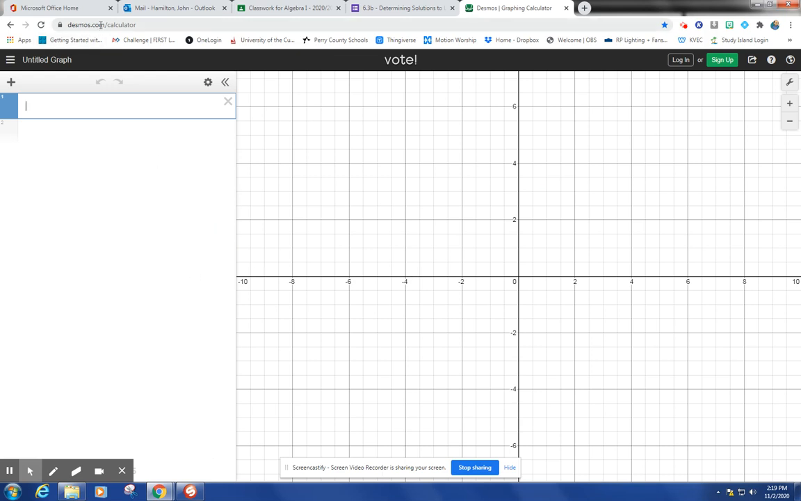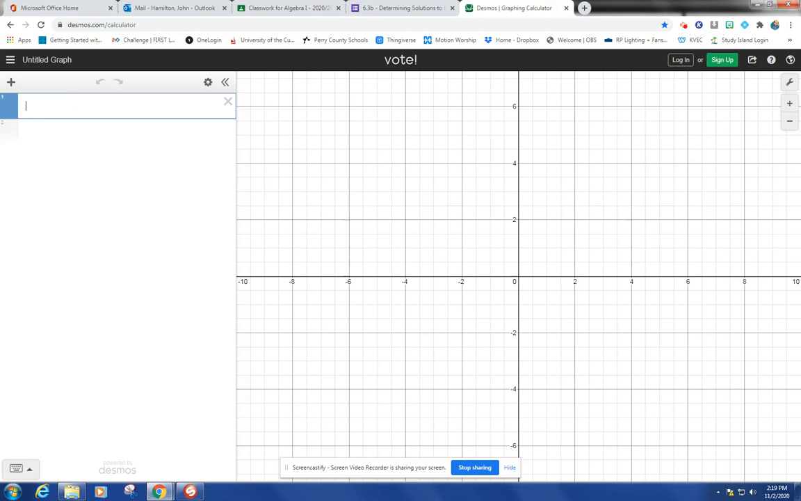But you can just type in desmos.com/calculator, and it will bring this up. And this is actually the graphing calculator. And what I want you to notice is right here it gives you a line that you can go ahead and put your equation in. So again, if you're not familiar with this, you just click in this box right here.